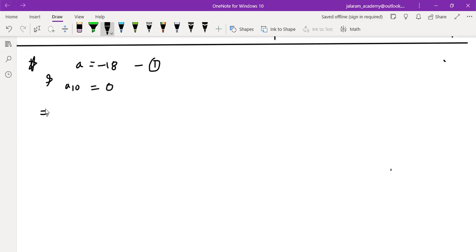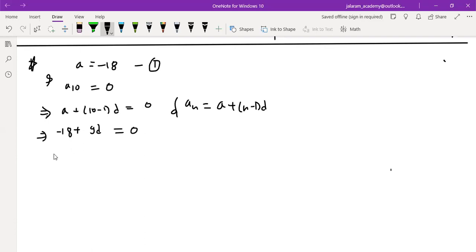How is A10 represented? A10 is equal to A plus 9D. What is the value of A? A equals minus 18. Minus 18 plus 9D equals 0. It implies 9D equals 18. It implies D equals 2. 18 by 9 equals 2, which is the answer. Is that clear to you?